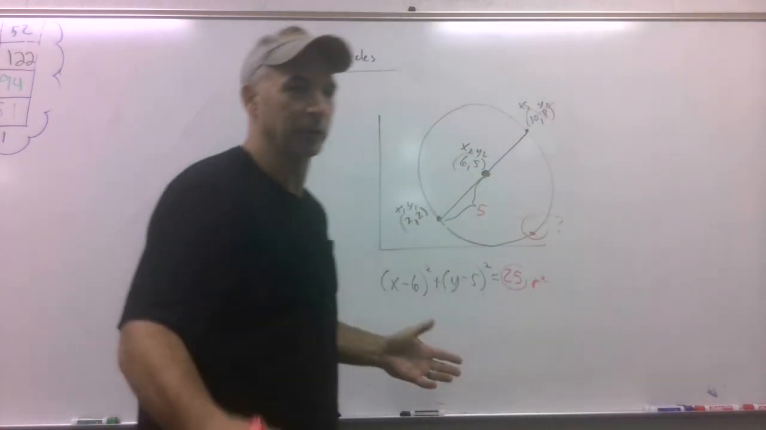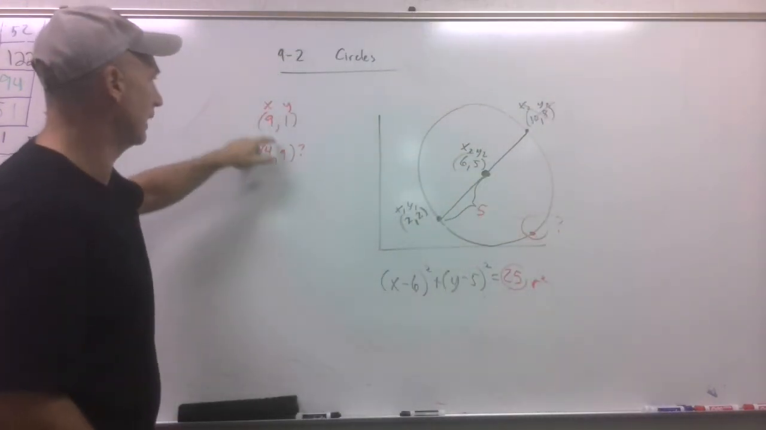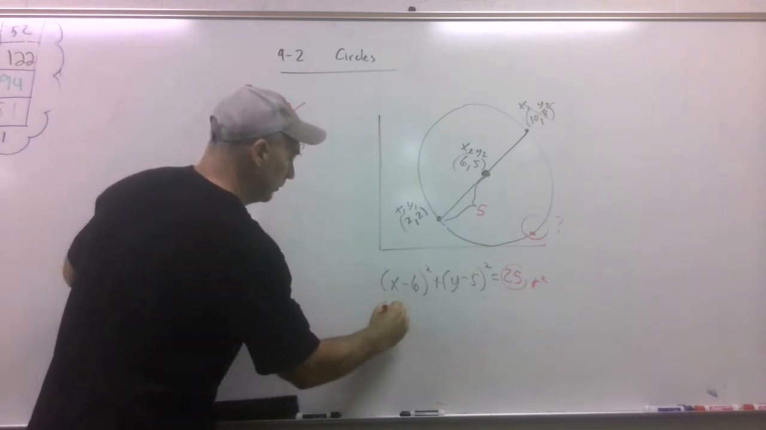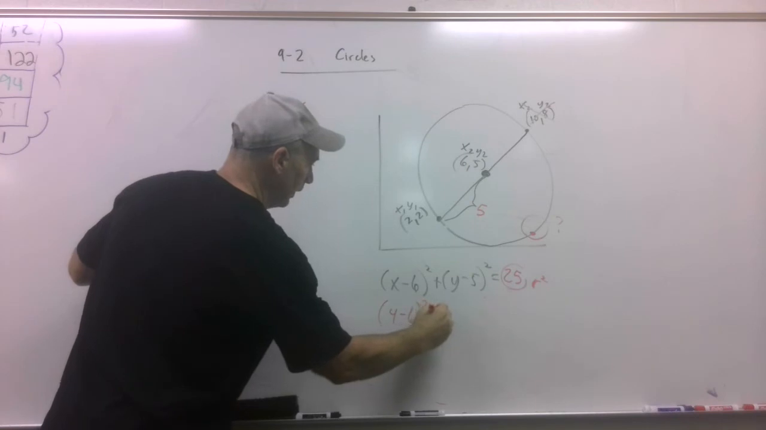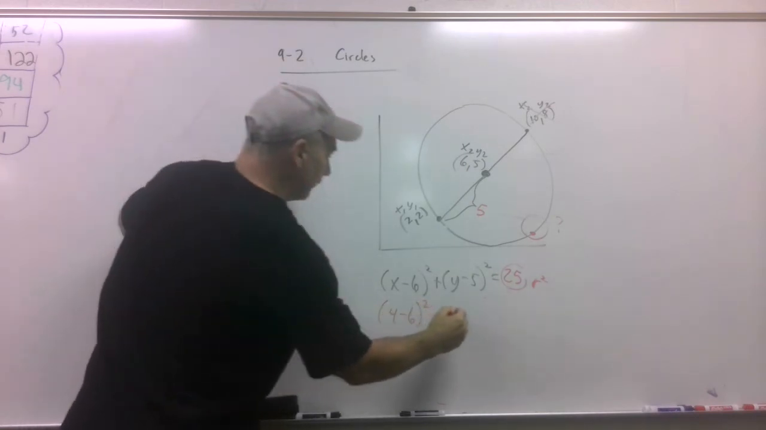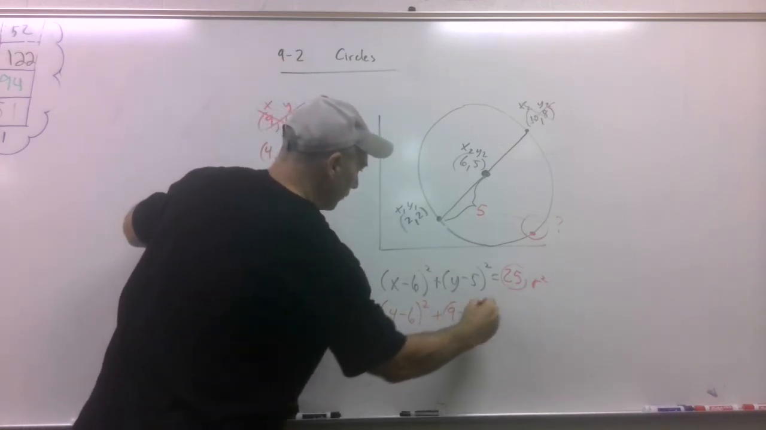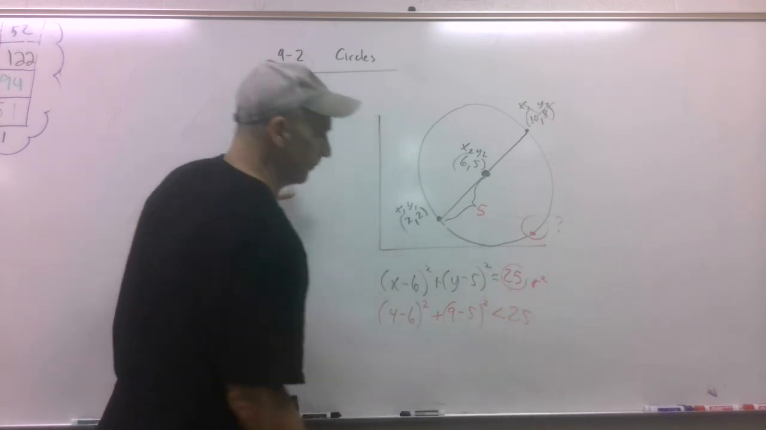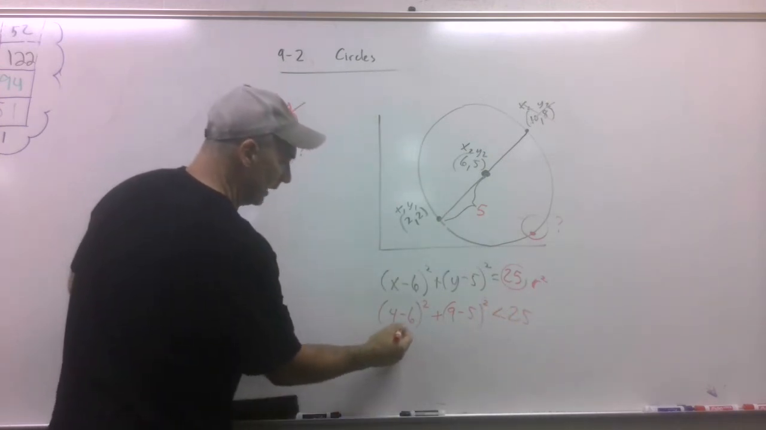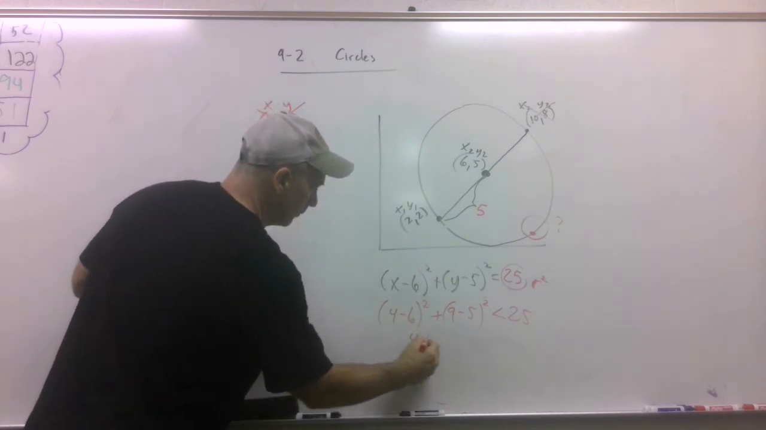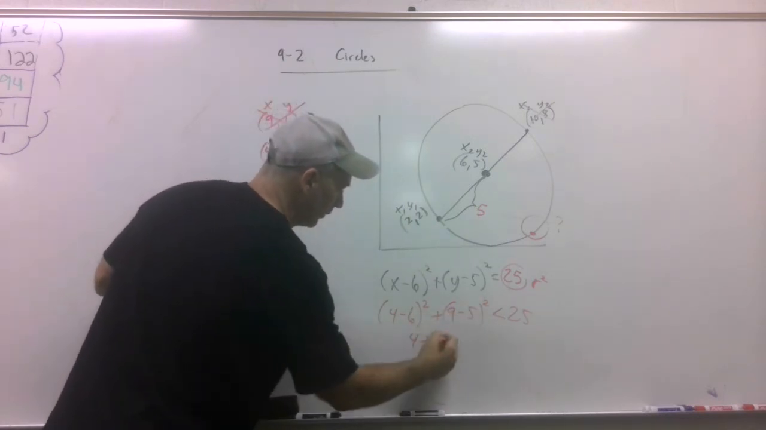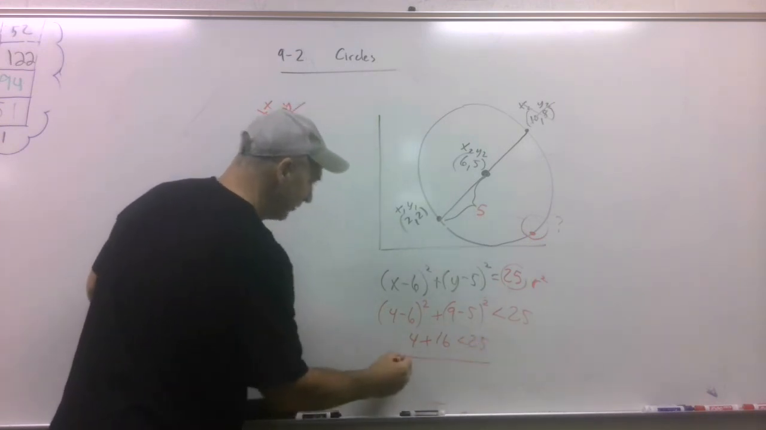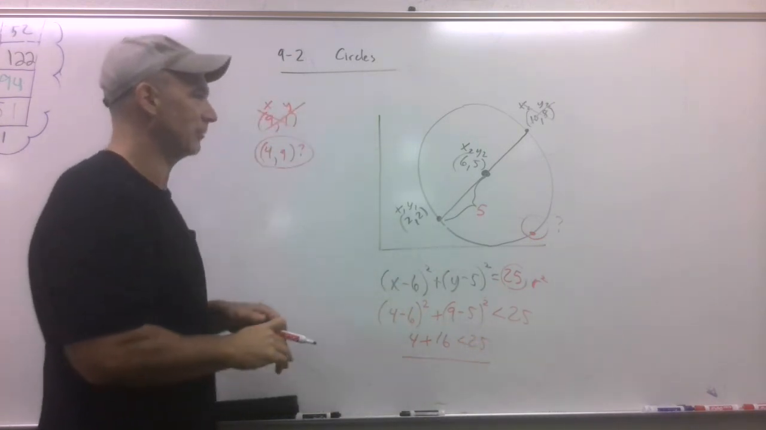One more example to show you how you'd know that. They're going to consider a different point. Let's try (4, 9), because (9, 1) didn't work. Put 4 in for x. Get (4 minus 6) squared. Put 9 in for y. (9 minus 5) squared. And again, we want this to be less than 25. So negative 2 squared is 4. 9 minus 5 is 4, squared is 16. Is that less than 25? Yes. So this would be an actual good spot to put it.